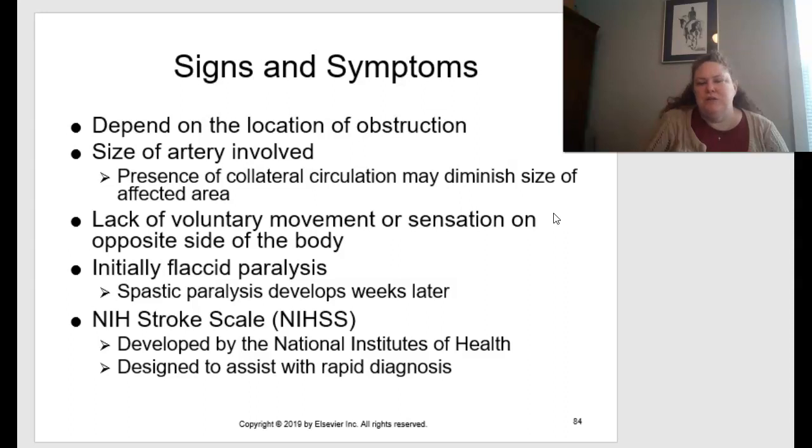So depending on the location of the obstruction and the size of the artery involved, the presence of the collateral circulation may diminish or reduce the size of the affected area. You also have a lack of voluntary movement or sensation on the opposite side of the body. And initially, you have flaccid paralysis, and the spastic paralysis would be developing weeks later. And then we also have an NIH stroke scale, and this was developed by the National Institutes of Health, and this is designed to assist in rapid diagnosis.